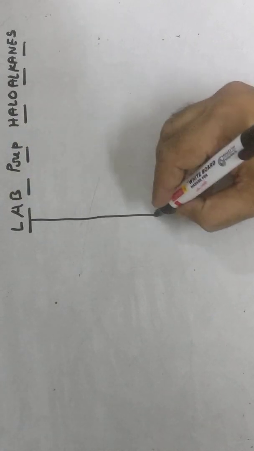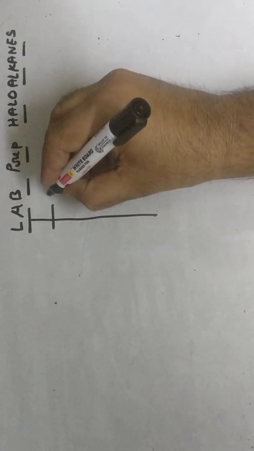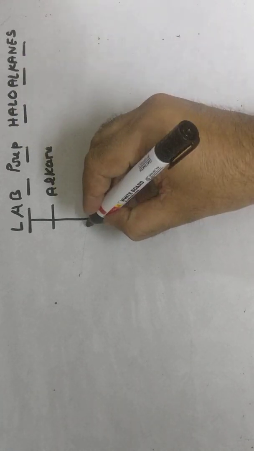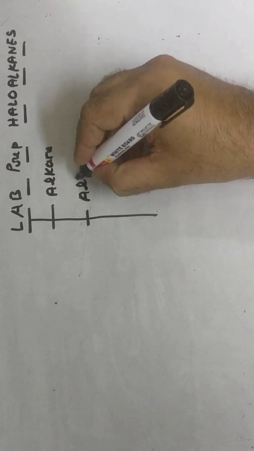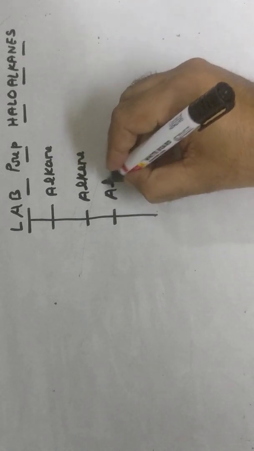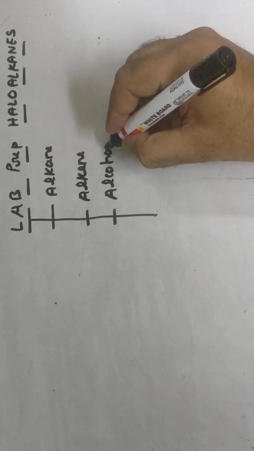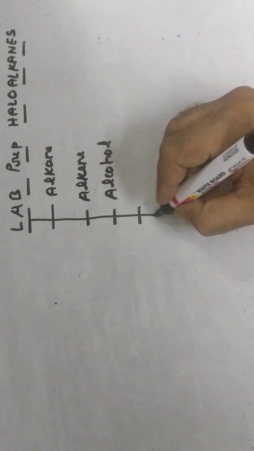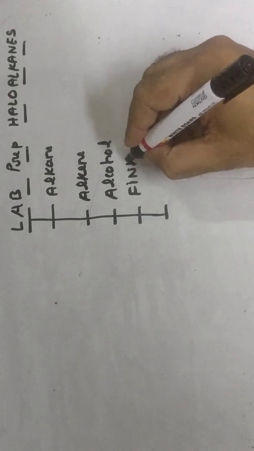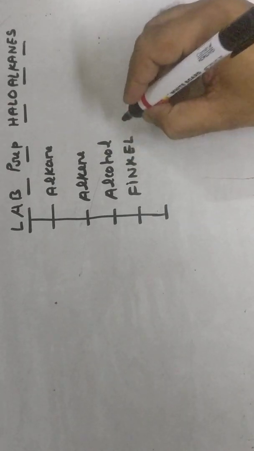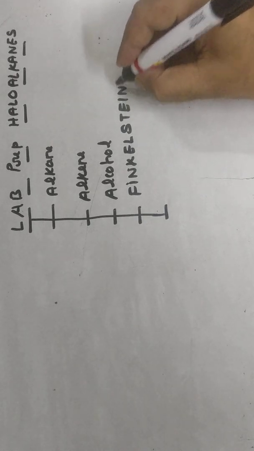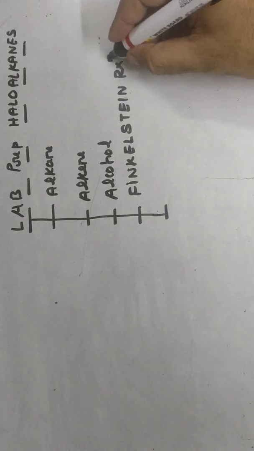We'll be doing it from the compounds called alkanes. We'll be doing it from the compounds like alkenes. We'll convert alcohols, ROH, into alkyl halide. Then we'll discuss two named reactions, namely the Finkelstein reaction, which is used for the preparation of iodides only.